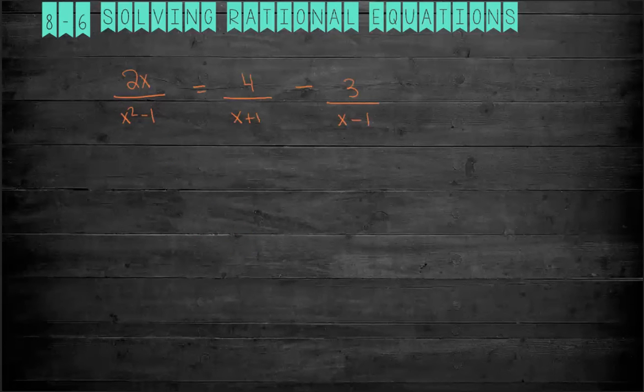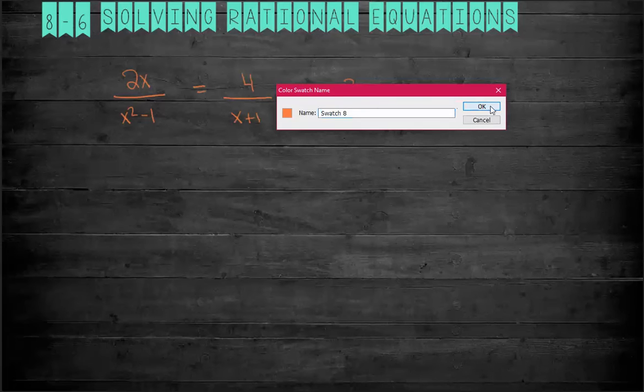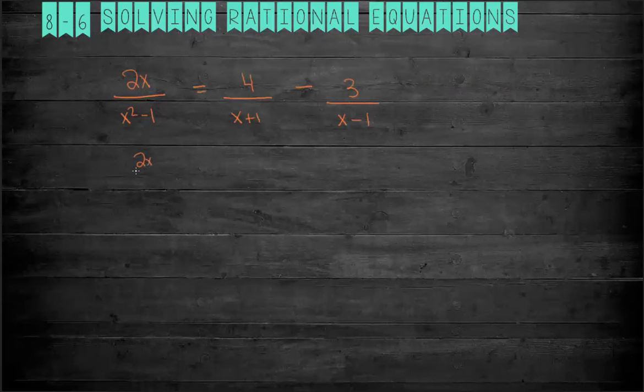So we can add that in. We get 2x over x plus 1 times x minus 1, and that's equal to 4 over x plus 1 minus 3 over x minus 1.